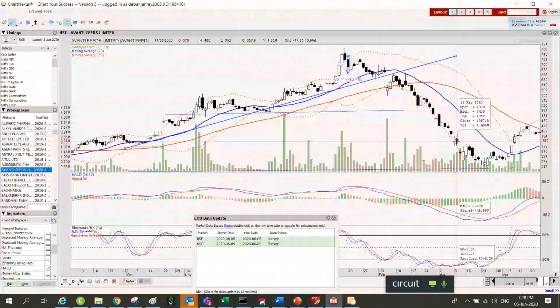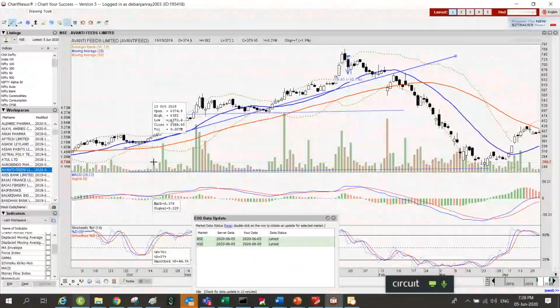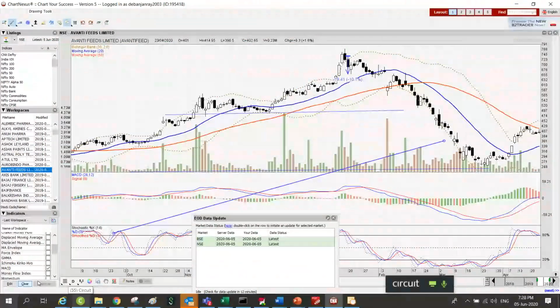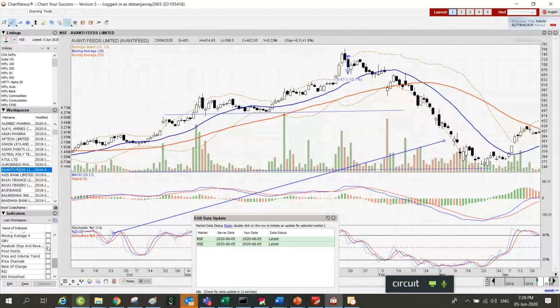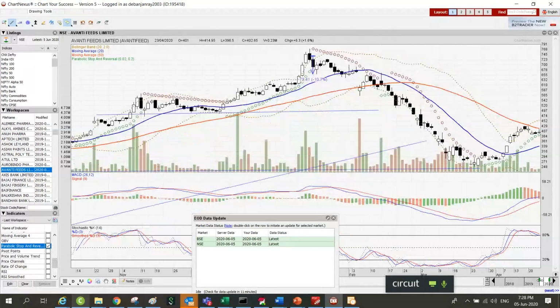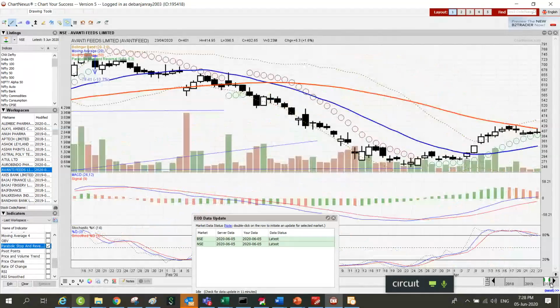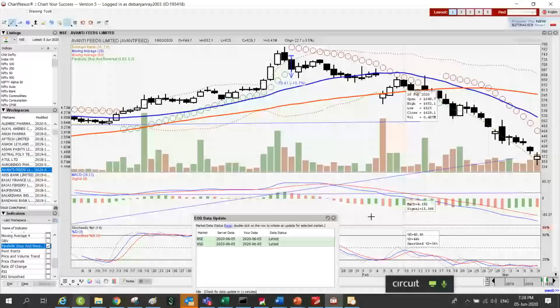As I have explained it, I have not, wait, let me explain. I think in the previous class, sorry, at the beginning of this class, I explained it. So you will see this is the parabolic SAR, this is the line.